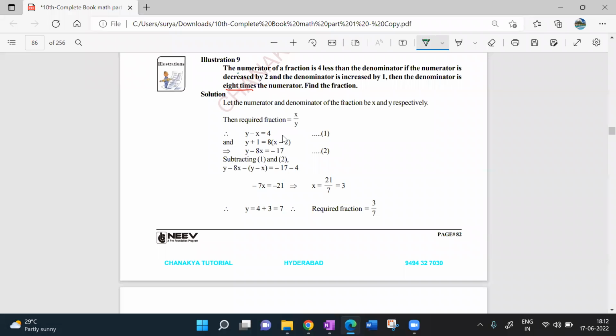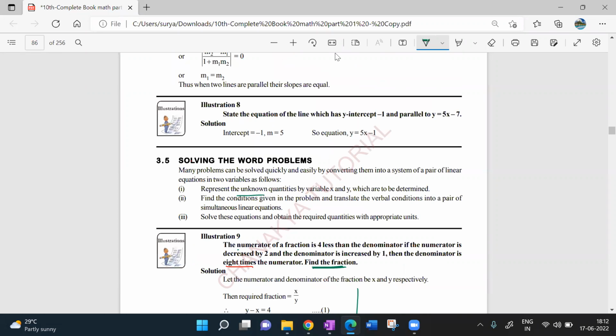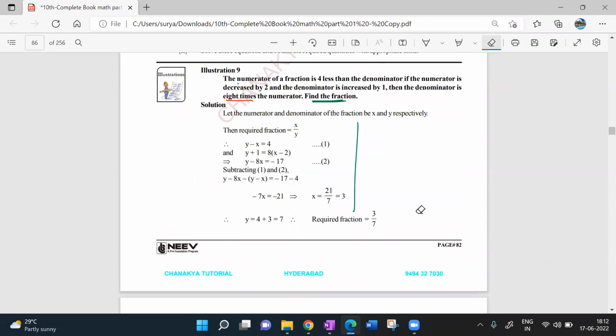The numerator of a fraction is 4 less than the denominator. Okay. First of all, the required fraction, we do not know this here. He has asked to find the fraction. So as per the guidelines, look at the data. What do we have to do? We have to represent unknown quantities by variables x and y to be determined. So I'm representing the unknown quantities by x and y, and the required fraction I'm taking as x by y, beta. Okay. This is our required fraction.